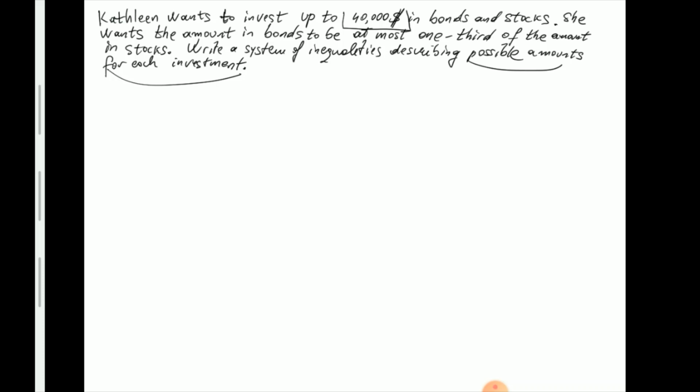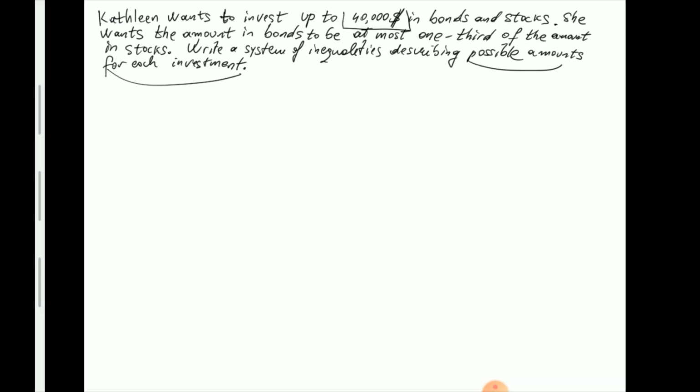And it also has to make some sense, right? I mean, if she has $40,000, she cannot invest more than that, right? It makes sense that the inequality will be with less than or equal to. Then the other condition can be either way. So again, you have to be extra careful to make it in the right direction. She wants the amount in bonds to be at most 1/3 of the amount in stock. Again, it's a condition of less than. So the money in the bonds should be less than 1/3 of the amount in stocks.